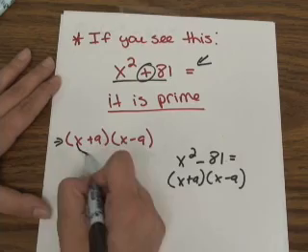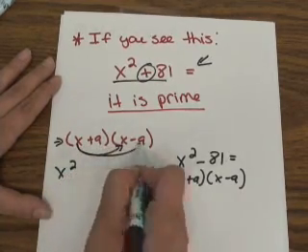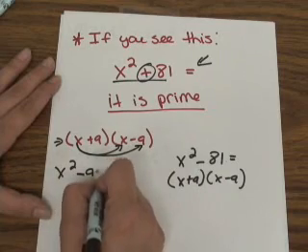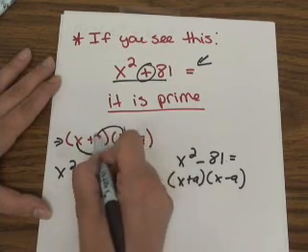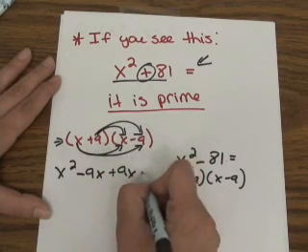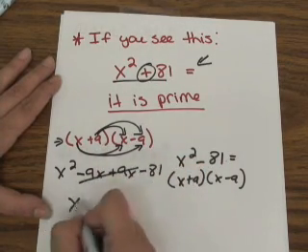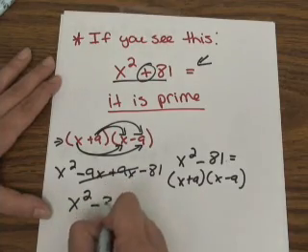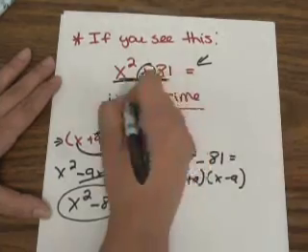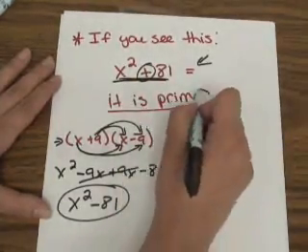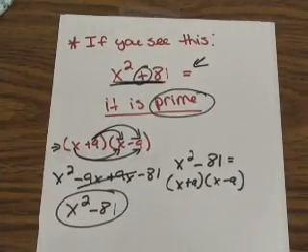Now when you glance at this at first, you might think that this could be your answer. But when you FOIL it out, x times x gives you x squared. x times negative 9 gives me negative 9x. 9 times x gives me positive 9x. And 9 times negative 9 gives me negative 81. As you can see, the middle terms cancel themselves out, and I'm left with x squared minus 81. There's no way to get back to this, so you can't factor it. The answer here would be prime. And I just wanted to tell you that so you can look out for it.